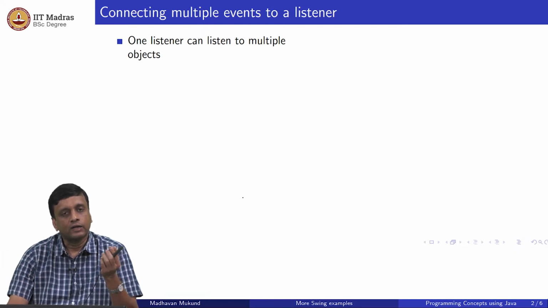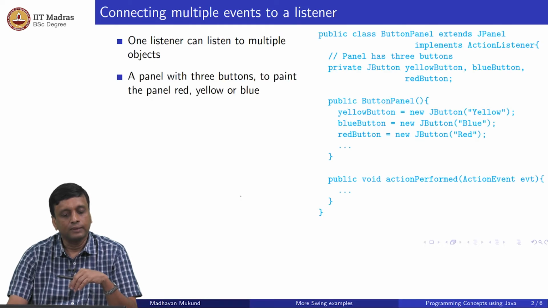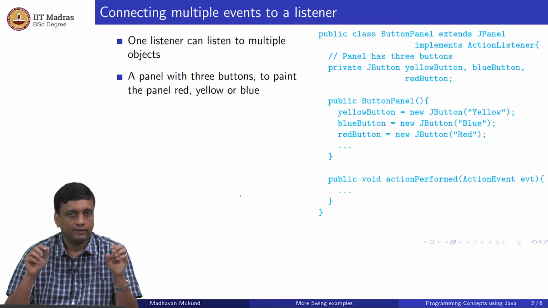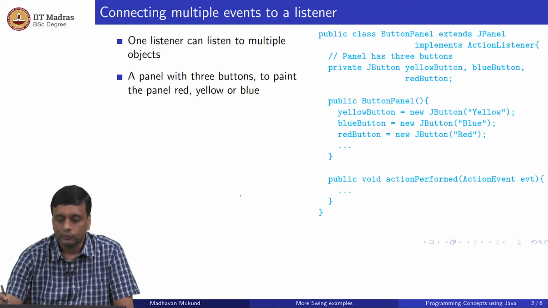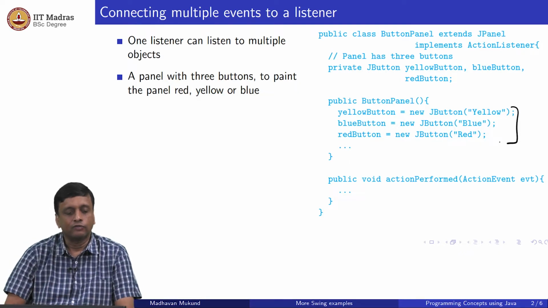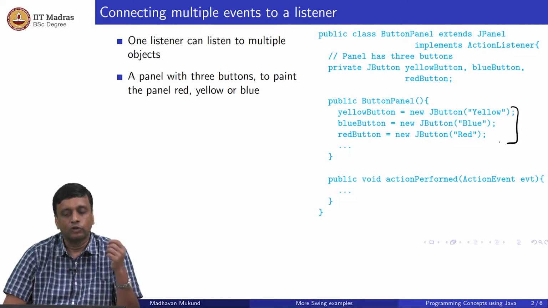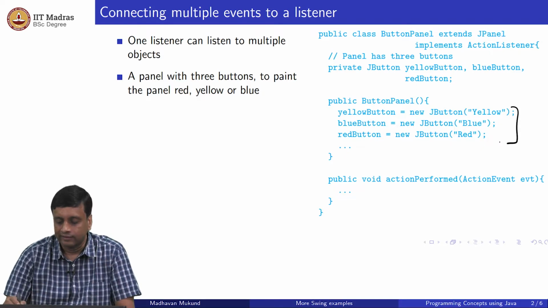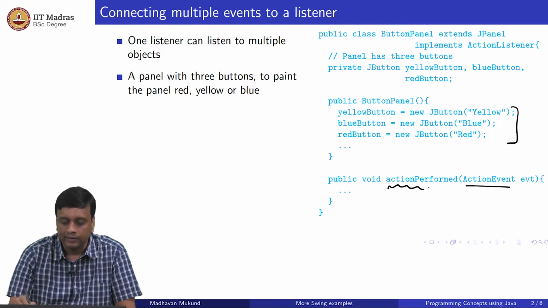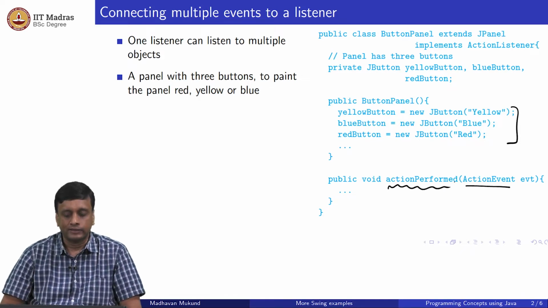But one listener can now listen to multiple objects. So for example, supposing instead of that one button we had three buttons in that panel. It had a button labeled red, a button labeled blue and a button labeled yellow. So we have three buttons now in the panel, and of course the interpretation is that the label indicates what is to be done. So each button generates an action performed event, an action event.